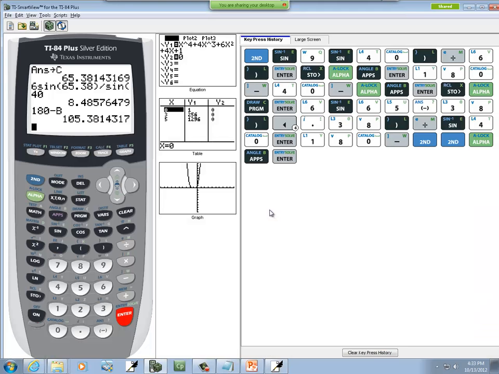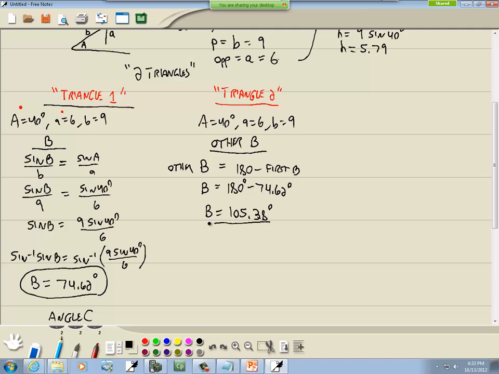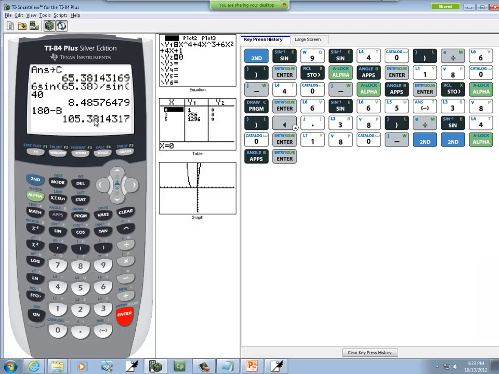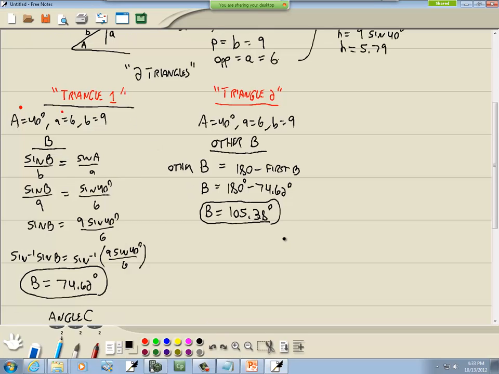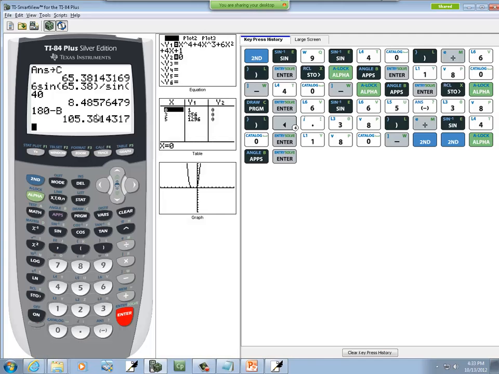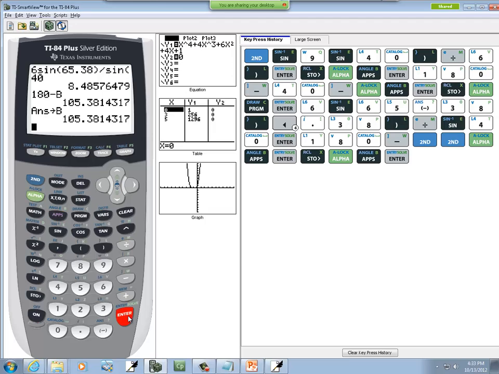And I'll take it to 2 decimal places. Now this is an approximation right here. And that's fine for rounding it and leaving it there, but we don't want to use that in other calculations unless we take it to a lot of decimal places. Well, in our calculator, this is already in a lot of decimal places. So what we're going to do is store this back into B. So I'll press store, and then I'll do alpha apps for B and push enter. So 105.3814317 is stored in B now.